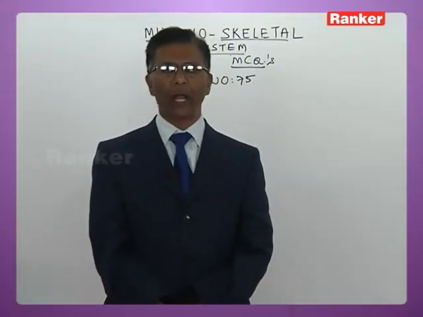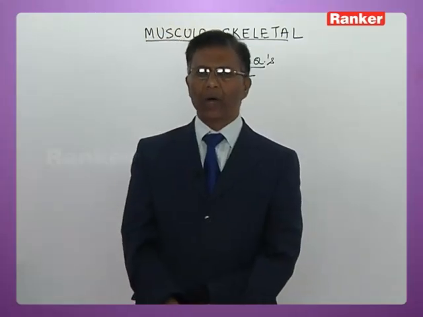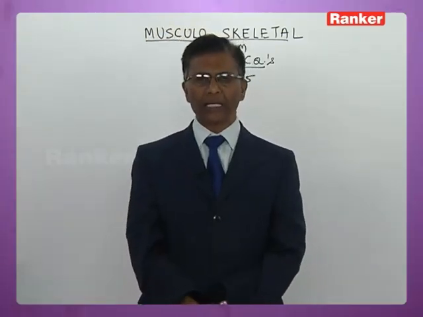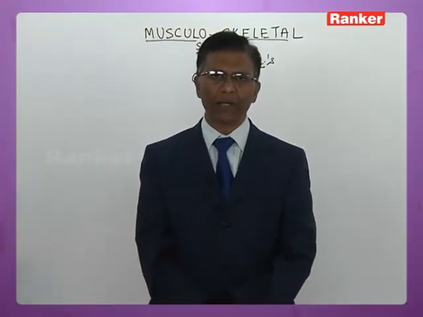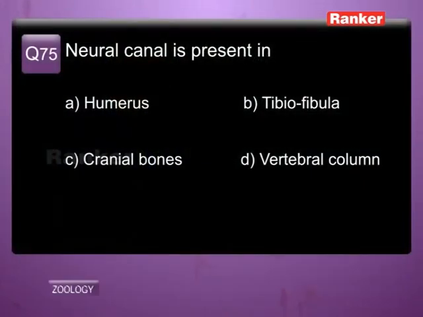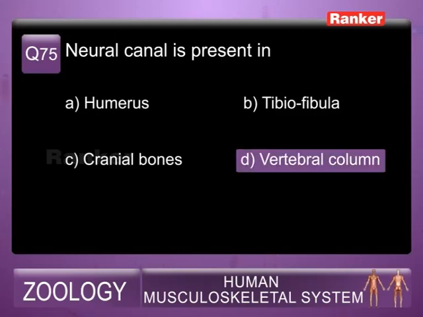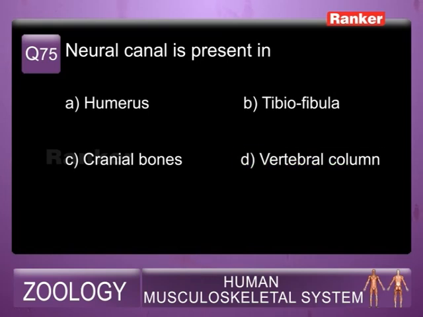The vertebrae have dorsally a neural arch and ventrally the centrum. Between these two, there is an aperture called the neural canal, which is meant for the passage of the spinal cord. So the answer is D, vertebral column. Answer for the 75th question is D.